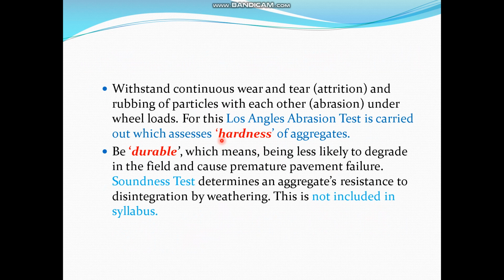Another one is the hardness criteria, which is evaluated by the Los Angeles abrasion test. This will be discussed in detail when we talk about experiment number 3.